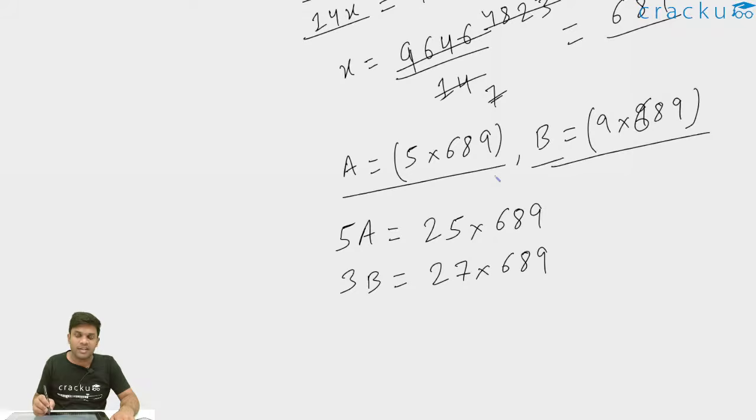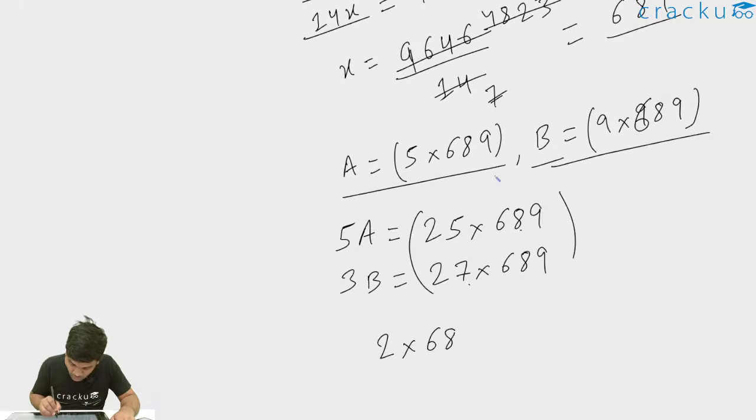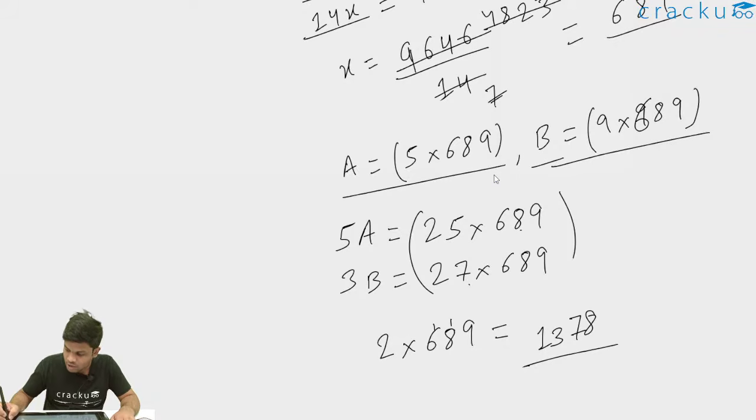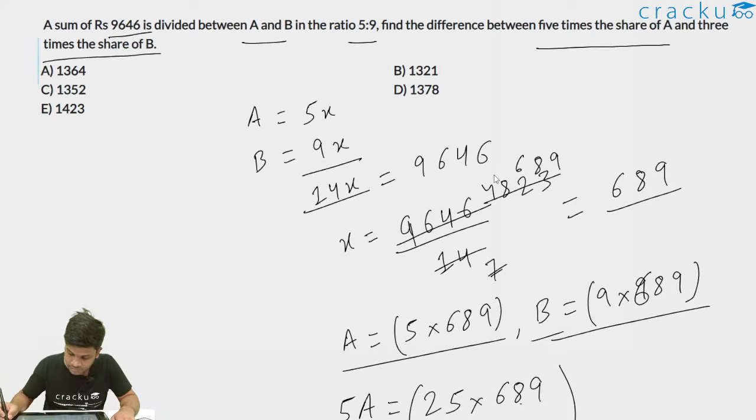Now we have to find the difference. So we can directly subtract both of them. So 689 is common. So the difference of 25 and 27 is 2. So the difference is 2 into 689. When you multiply it, you will get 9 times 2 is 18, 6 times 2 is 12, and 8 times 2 is 16, 1, 17, and 6 to the 12 plus 1, 13. So 1378. Our answer is option number D, which is 1378.